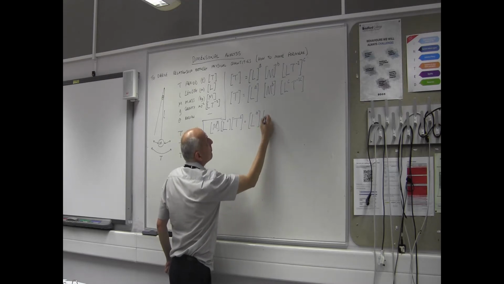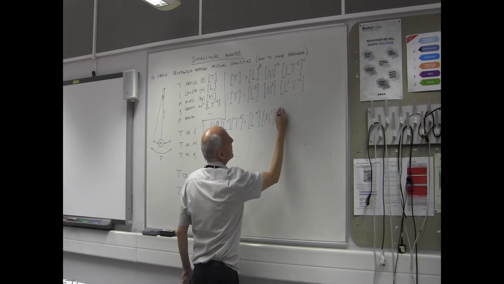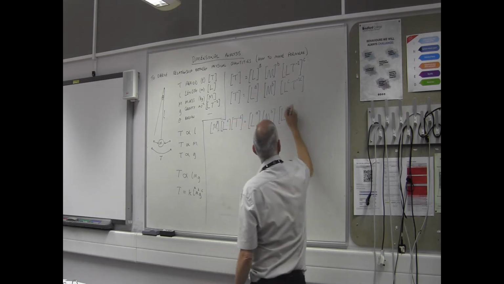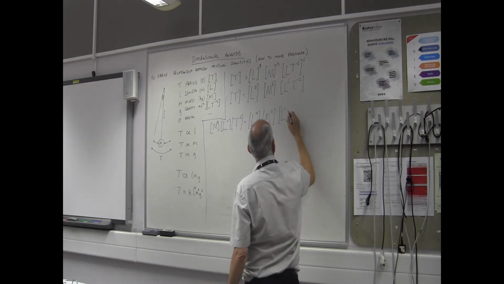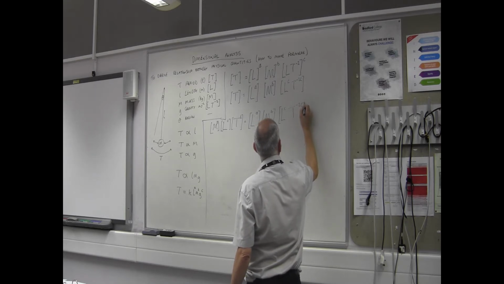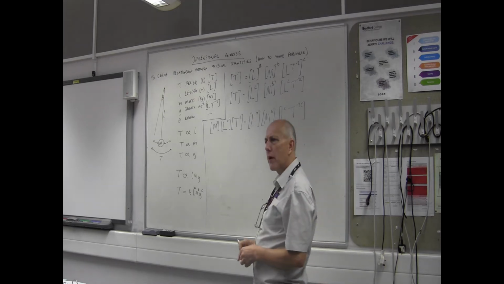times M to the B, and then so we've got L to the C and T to the minus 2C. Okay, going uphill a little bit there. Is that alright with that?